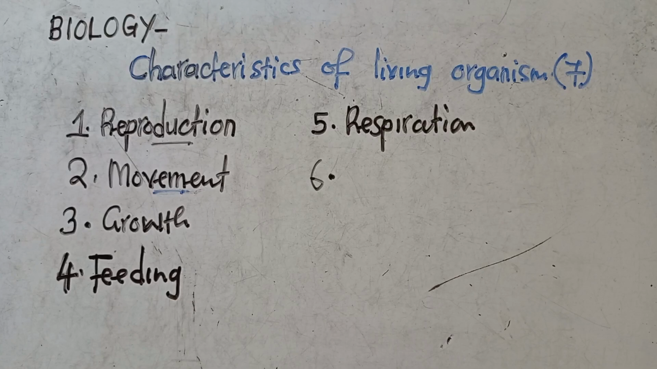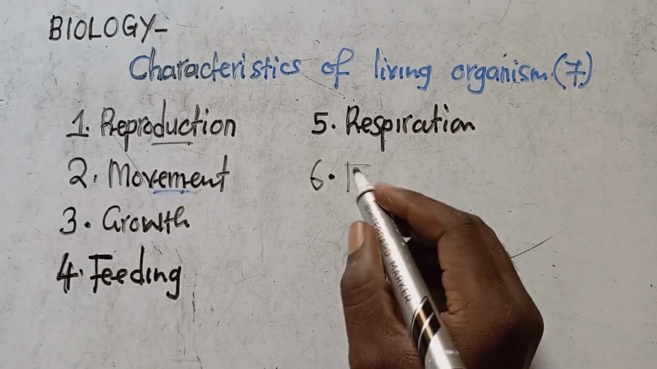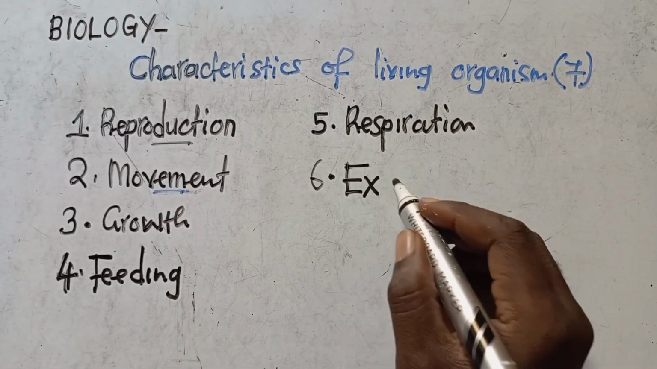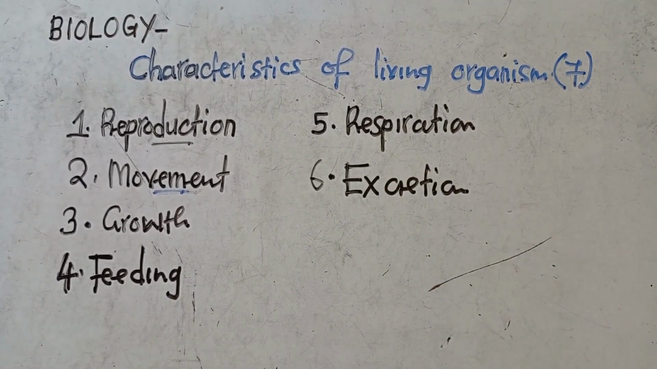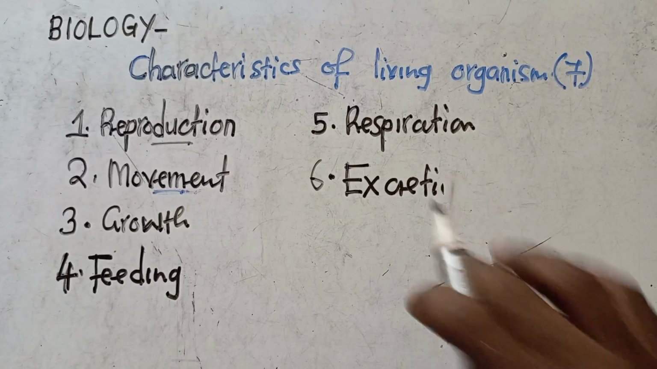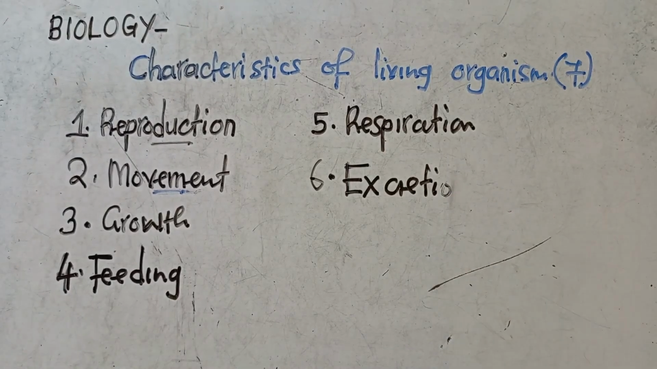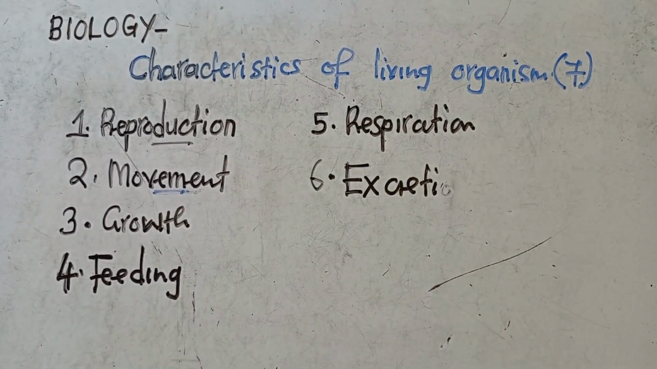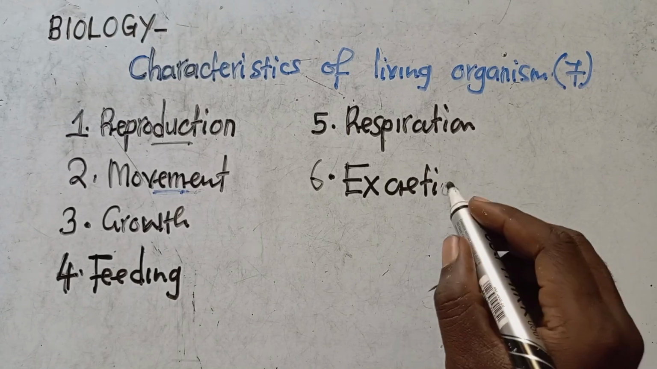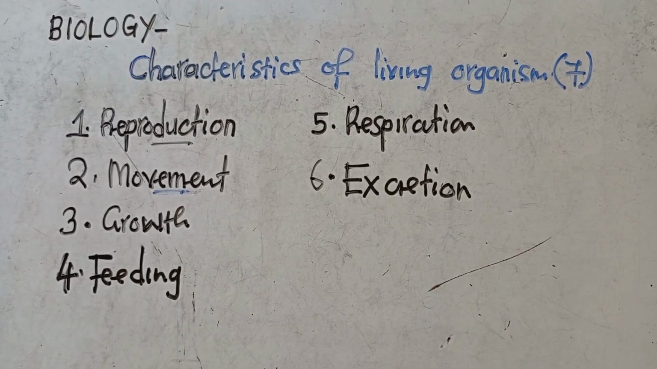Number 6 is called excretion, the removal of metabolic waste from living organisms. Excretion. So all these things, you are supposed to know them. As a student, you need to make sure that you understand all these things, that you know them and understand them. So I want you people to know this. I want you people to understand this. So this one is excretion.